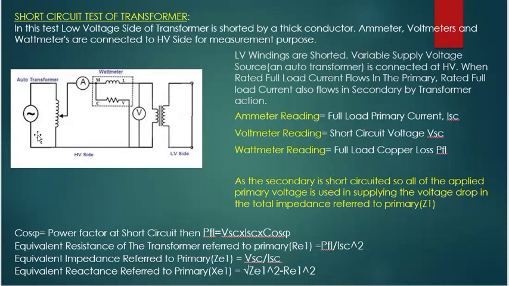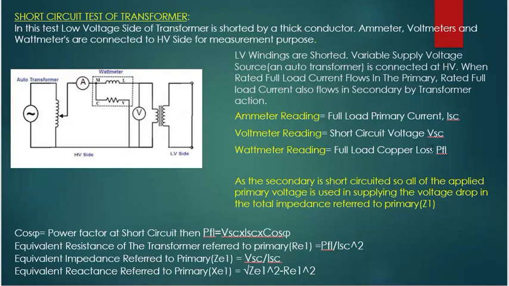A variable supply voltage, that is an auto transformer, is connected to the HV winding. 5 to 10% of the rated voltage is applied on the HV winding, as this amount of voltage is enough to circulate the full load current through the secondary of the transformer. The ammeter reading will show the full load current in the primary. The voltmeter reading will show the short circuit voltage and the wattmeter reading will show the full load copper loss.